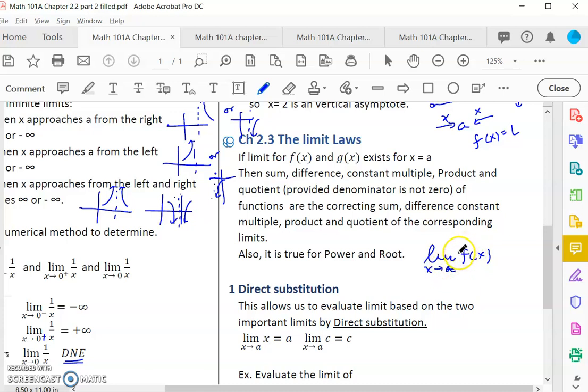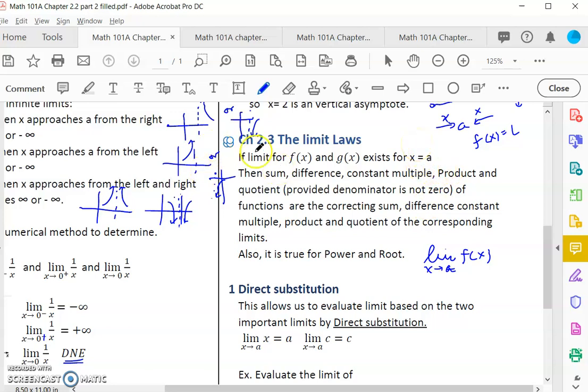So we can just do tables or look at a graph, but they are time consuming, take up a lot of resources, and you may not have an exact value. That's actually the big problem. So we need another method that can calculate limits accurately without going for graphs or tables. The basis of doing this is something called the limit laws.